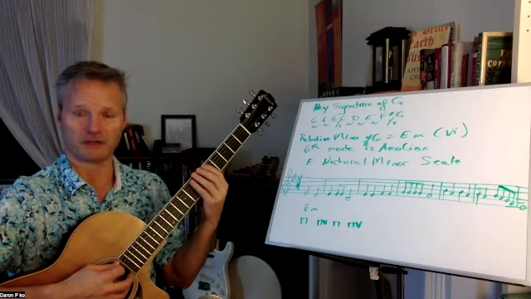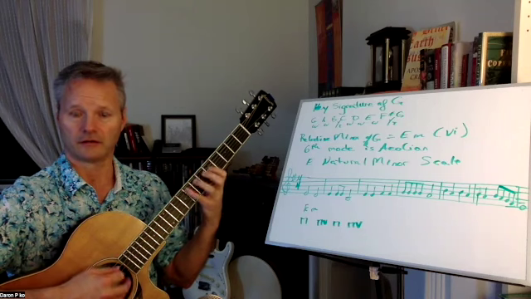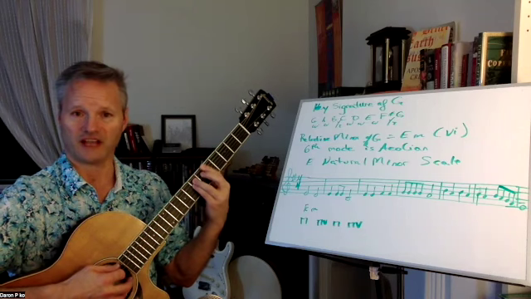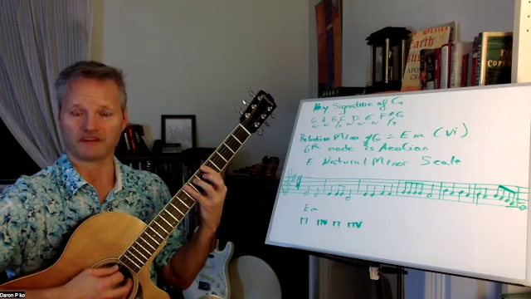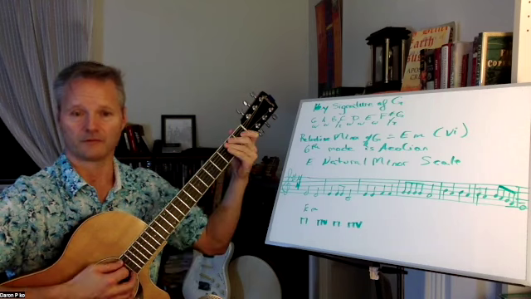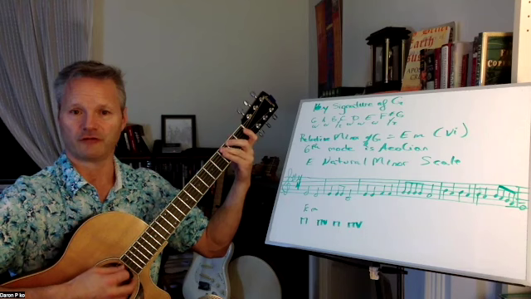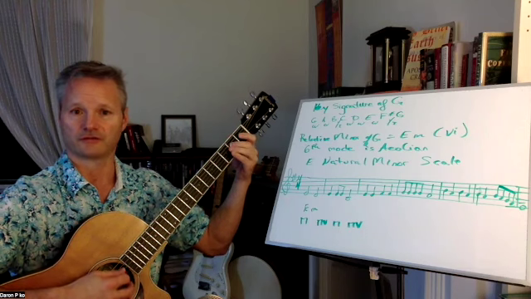Now we see that this template we built last time on A, and we said was A Aeolian, or played from C was C Ionian, works down here or everywhere else. So this is the same fingering and shape. 2 fret move, 1 fret, 2 fret move, 1 fret, 2.